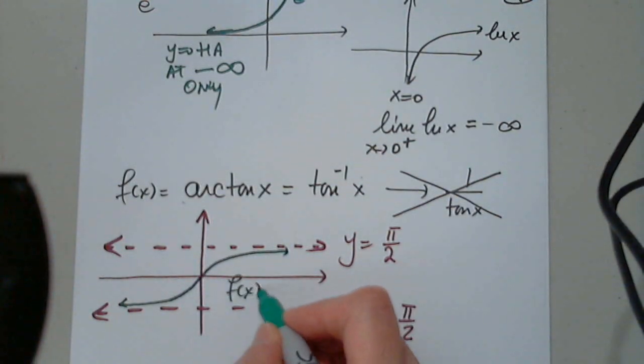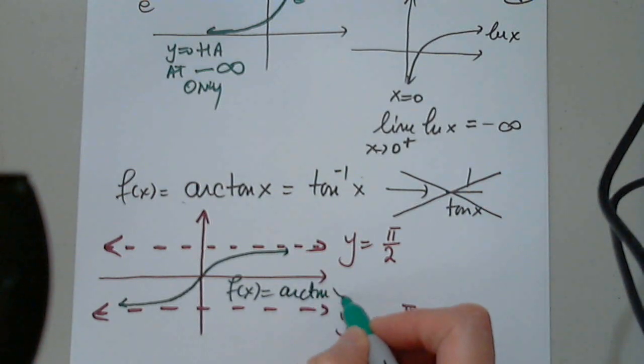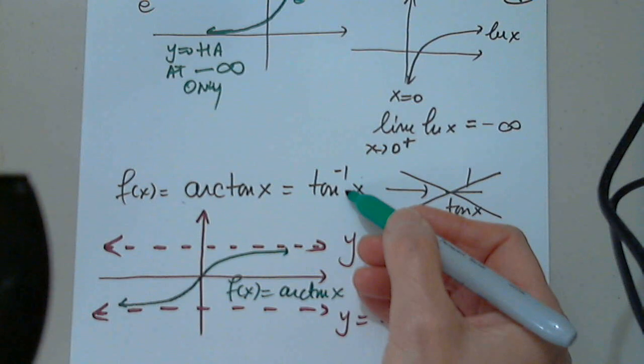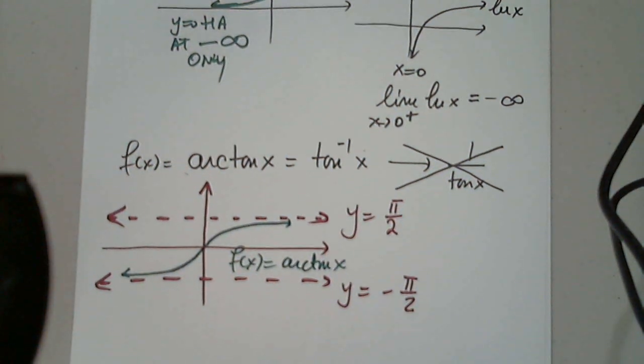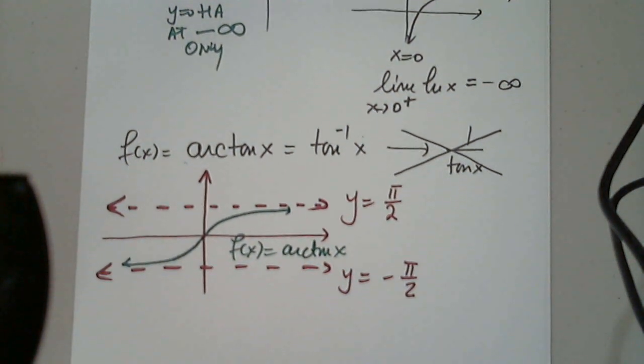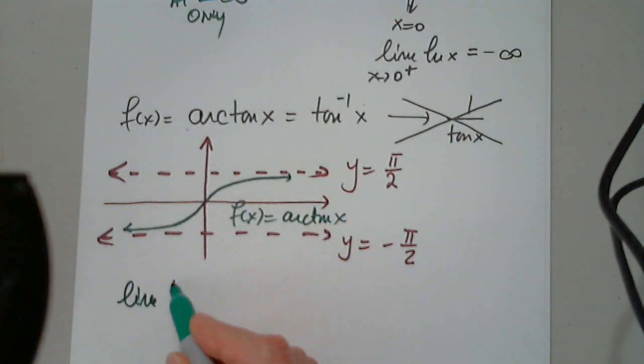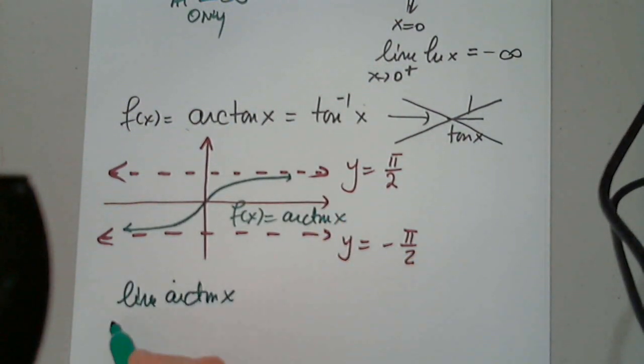So this is the graph of f of x equals arctangent x, or tangent inverse, or arctangent. So please remember the graph of arctangent. And now here's the first question. Limit of arctangent x as x approaches negative pi over 2. Of course, is negative infinity.